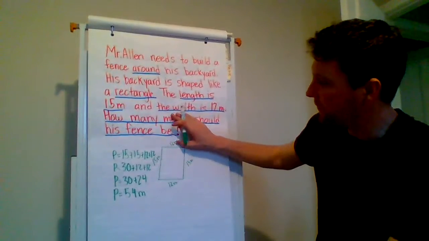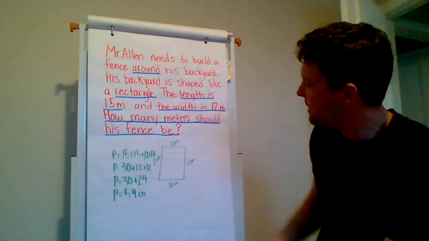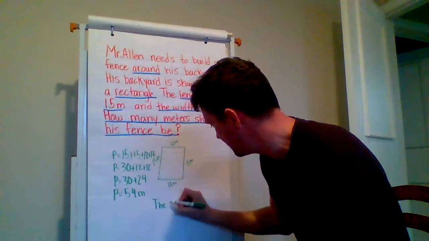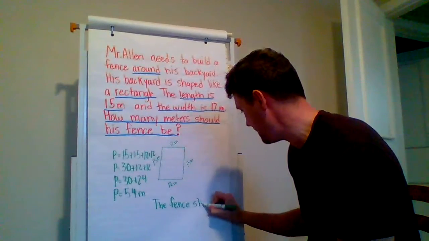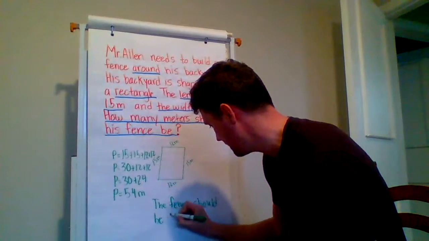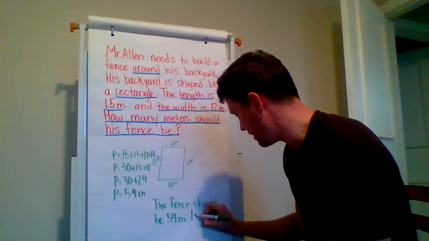So now I can do my final step, which is write a sentence answering the question, how many meters should the fence be? The fence should be 54 meters long.